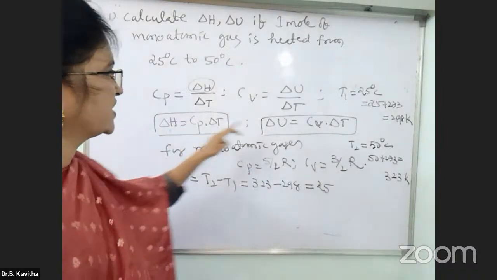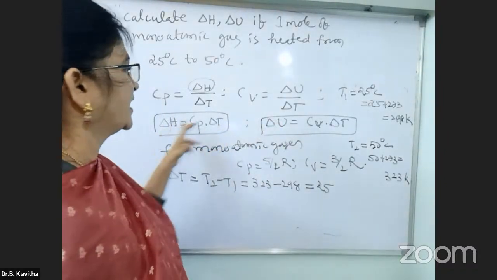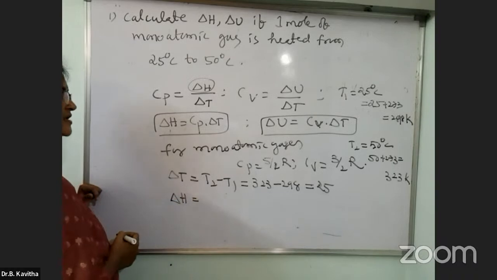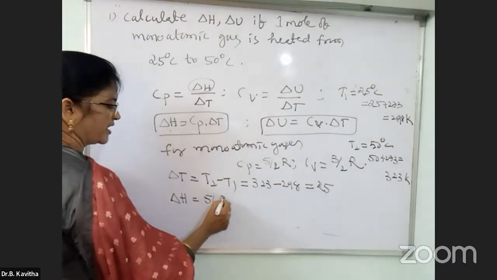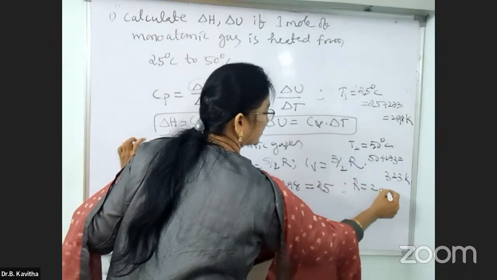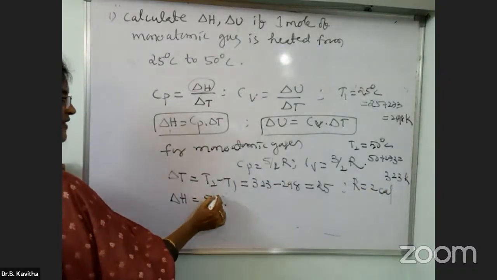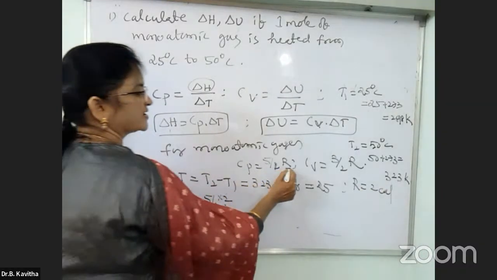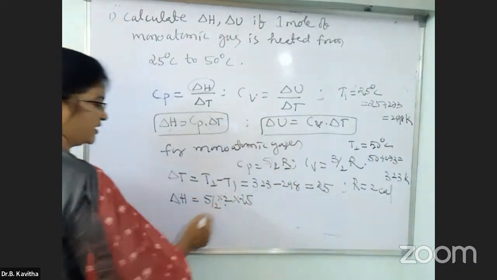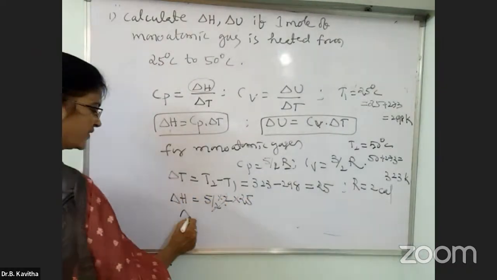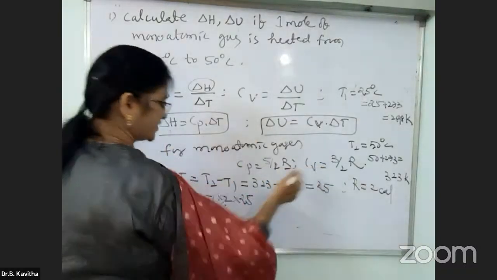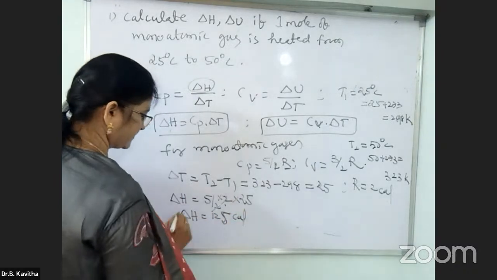Now substitute this Cp value. We can calculate delta H and delta U. What is delta H here? Delta H is equal to Cp, that is 5/2 R. Always take R in calories, the value of R in calories is 2 calories. Substitute that 2: 5/2 into 2, plus substitute into delta T. Delta T is 25. And the 2 gets cancelled. 5 into 25 is 125. Since we substituted calories, the answer is 125 calories.